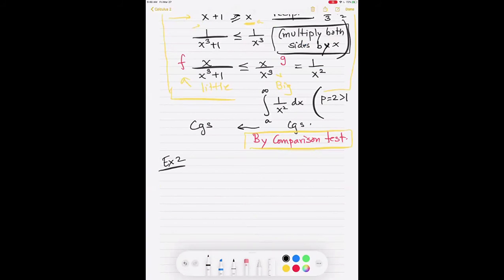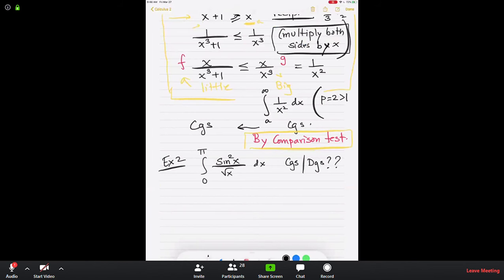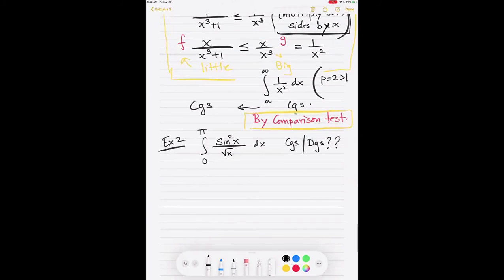So here we go. Integral from 0 to pi of sine squared x over square root of x dx. We just want to know whether this converges or diverges. So first thing, is it an improper integral? And if it is, why?